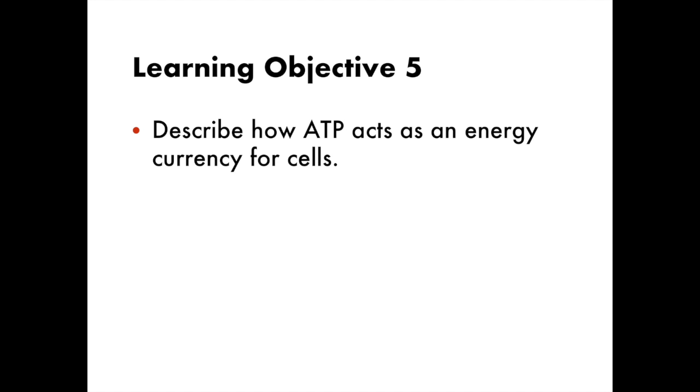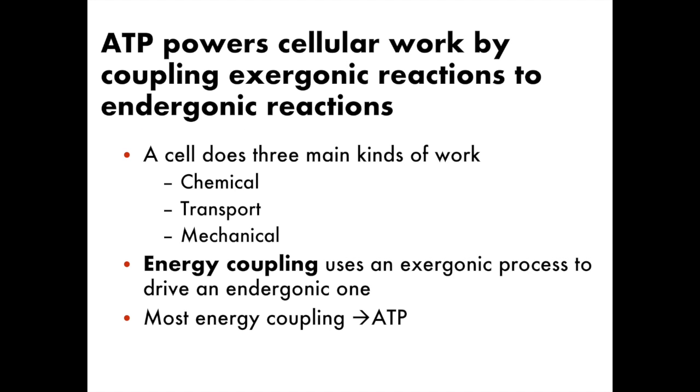All right, on to learning objective 5. We're going to describe how adenosine triphosphate, or ATP, acts as an energy currency for cells. So ATP is the source of power, or the batteries for cells. It can do cellular work by what we call energy coupling.